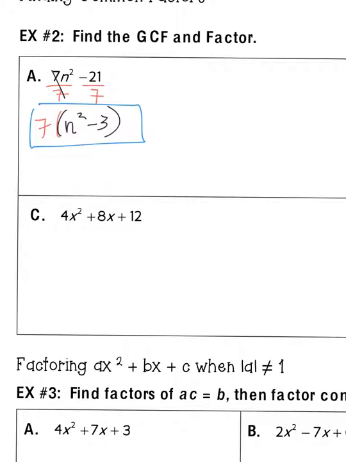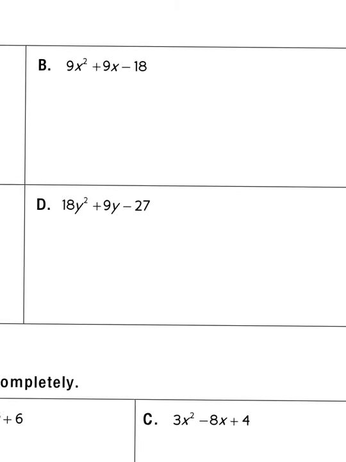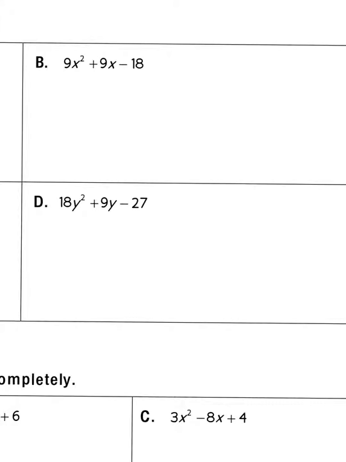So let's look at B. So for B, if I look at the numbers, each of these numbers are divisible by 9. And so I'm going to take a 9 out in front. They do not all have a variable in common. These do, but this one doesn't, so I cannot factor out an x. So the 9 is going to go in front of parentheses.